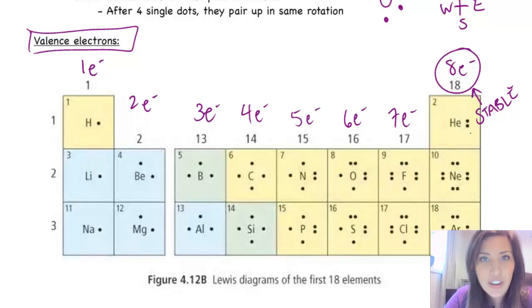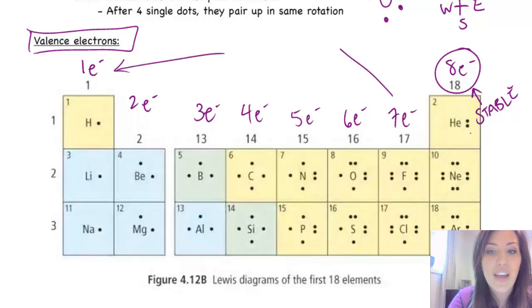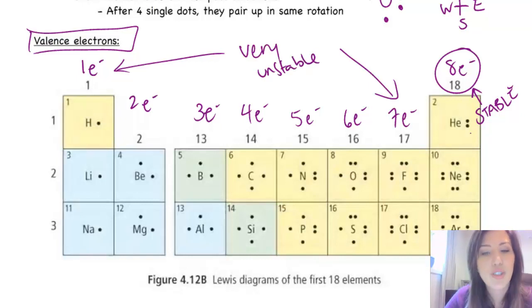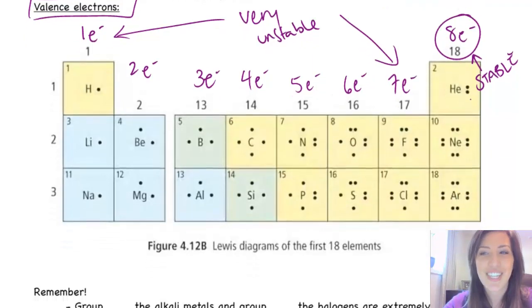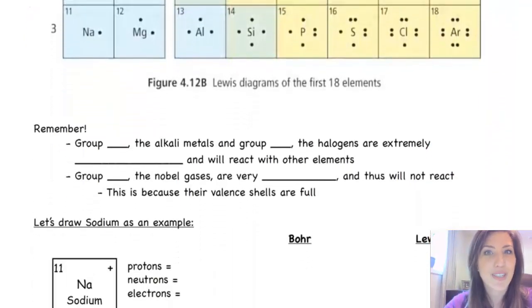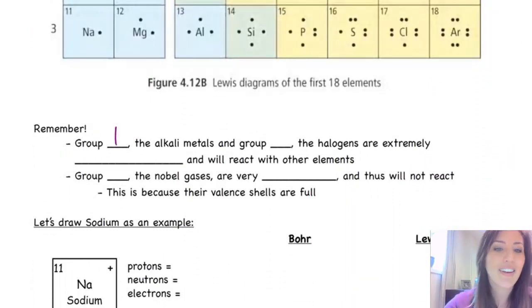Now, the other atoms will want to make sure that their outer shell is stable. So the most reactive will be here, group 1 and group 17. These are very unstable. Now groups 2, 13, 14, 15, and 16 are also unstable, and they will want to react as well, but they're not as reactive as those in group 1 and 17. So let's put this in words here. Group 1, the alkali metals, and group 17, the halogens, are extremely unstable.